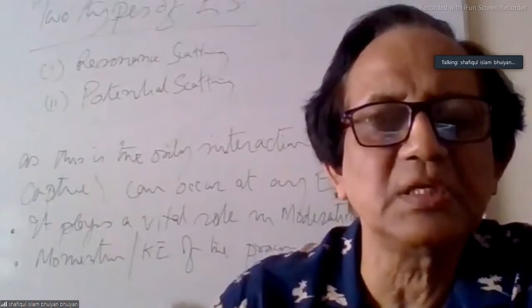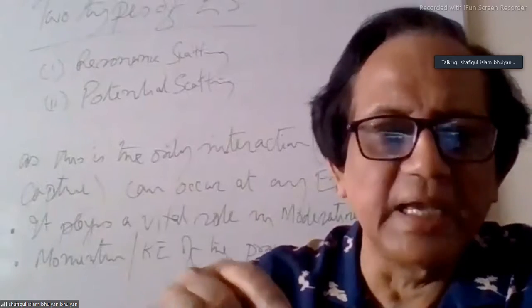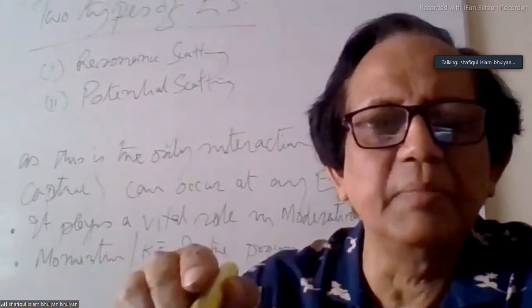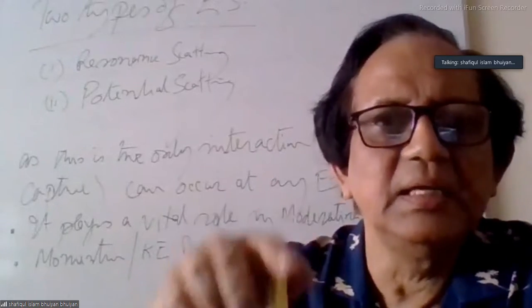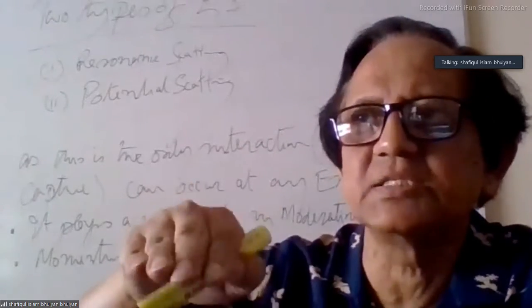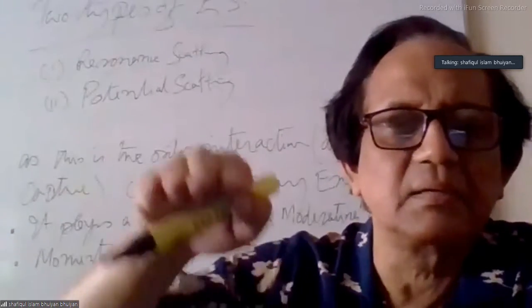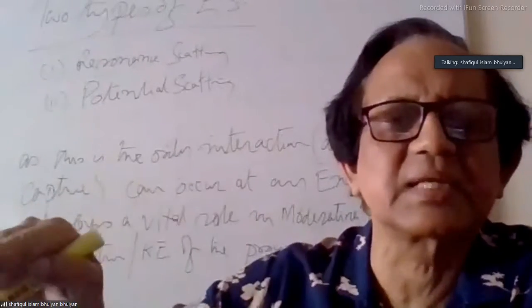Resonance scattering is that we know the energy states. When the energy of the incoming particle is equal to the sum of the energies of the energy state of the nucleus, then there will be a resonance scattering.